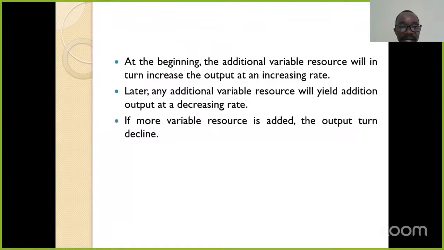That's what I have just explained. At the beginning, the additional variable resource will increase the output at an increasing rate. Later, with additional variable resource, we get additional output at a decreasing rate. If more variable resource is added, the output will tend to decline.